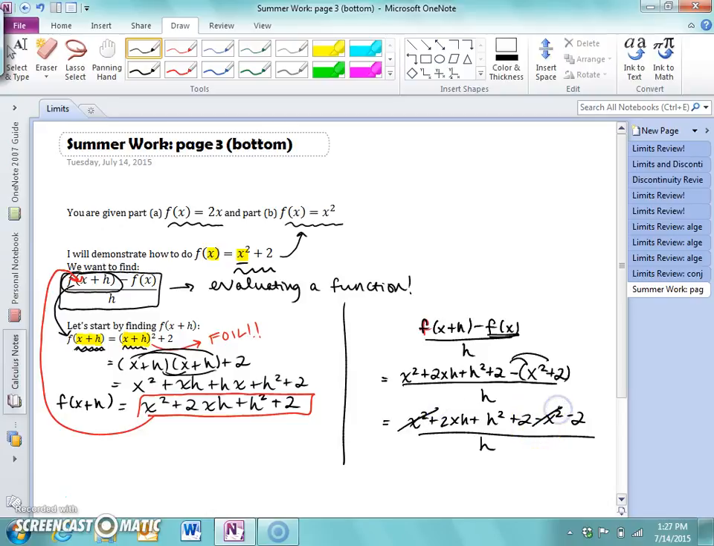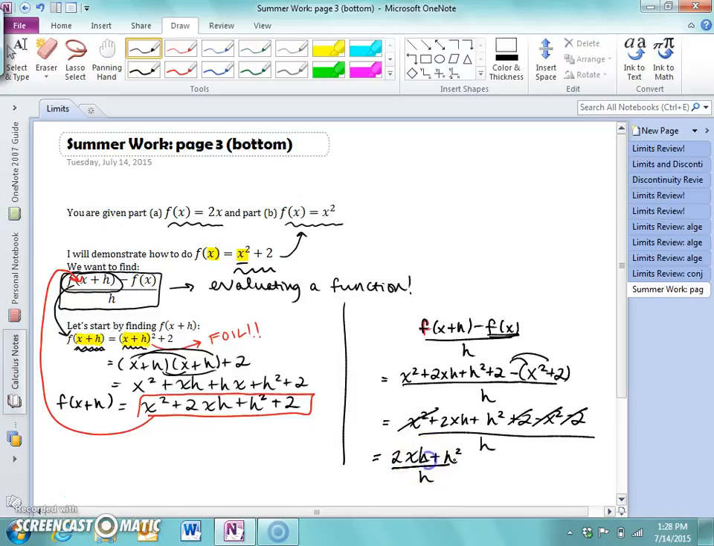Notice what cancels: x squared minus x squared, 2 and 2. Whenever you do this, especially when we talk about derivatives, there should always be something canceling. If it doesn't, it means you did something wrong. So let's see what I have left over. I have 2xh and I have h squared. That's all over h.